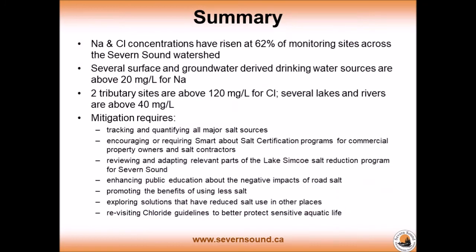So to summarize, sodium and chloride concentrations have risen at 62% of monitoring sites across the Severn Sound watershed. We have several surface and groundwater-derived drinking water sources that are above the 20 milligrams per liter threshold for sodium. 2 tributary sites are above 120 milligrams per liter for chloride, and several lakes and rivers are above 40 milligrams per liter of chloride. So mitigating these concentrations and starting to see reductions will require tracking and quantifying major salt sources. So these are mostly from municipal operations as well as commercial properties.